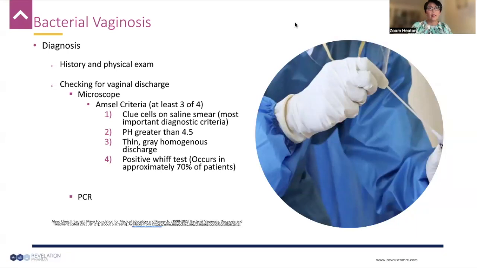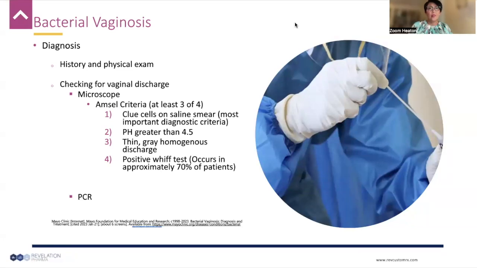Now, testing with vaginal pH, this test checks the acidity of the sample. And the results of a pH test come back as a number, and bacterial vaginosis involves a pH that, of course, is higher than normal. So anything greater than 4.5 is considered high. So high pH is a sign of BV, but a pH test alone can't diagnose BV, so it's used with other tests. There's a thin gray homogeneous discharge, and then there needs to be a positive whiff test.